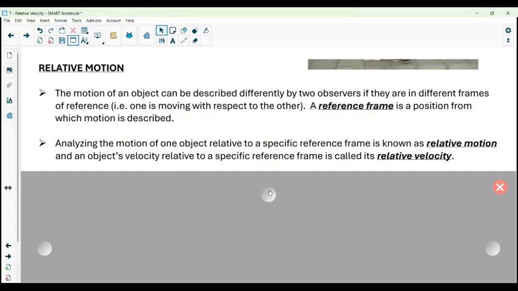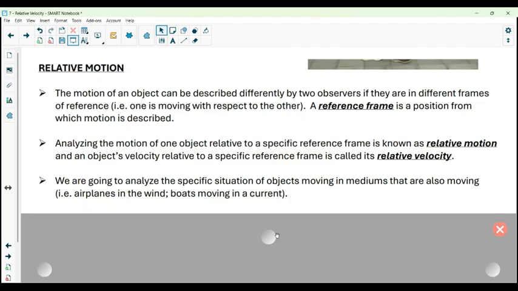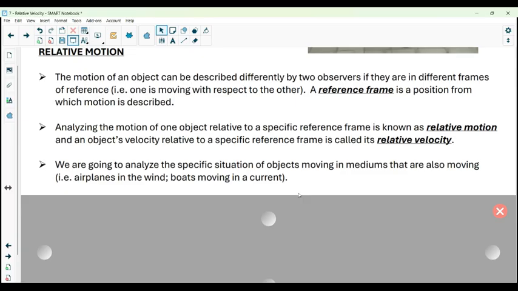Analyzing the motion of one object relative to a specific reference frame, we call that relative motion. That's the name of our lesson. And this comes up, you can do this with like spaceships and speed of light. This has all these applications for some pretty gnarly special relativity Einsteinian physics that we'll get into later in the year. And so we call the object's velocity relative to a specific reference frame its relative velocity. We're going to analyze some specific situations with moving mediums. These are great places to start. So airplanes in the wind, boats moving in a current, right?